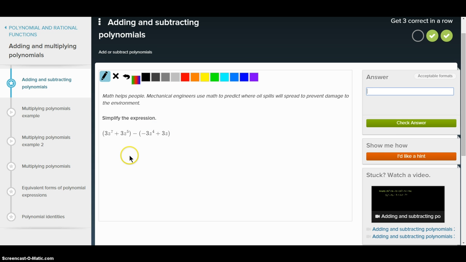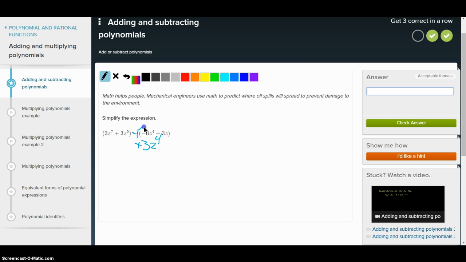Alright, I think we can handle one more. So this one, we'll just leave these and go straight over here. We'll distribute this negative sign. It's easier to think of that as negative 1. So negative 1 multiplied by negative 3z to the 4th is plus 3z to the 4th.